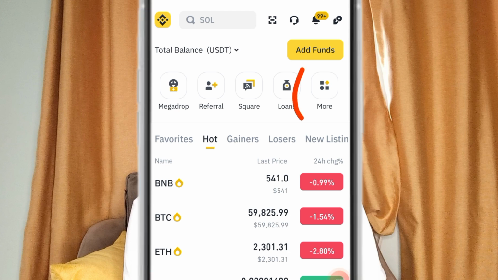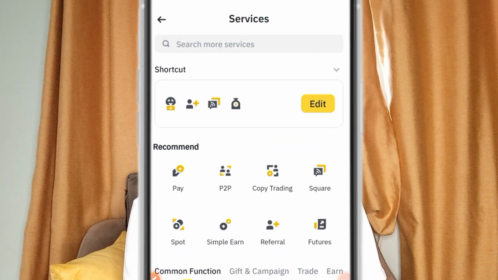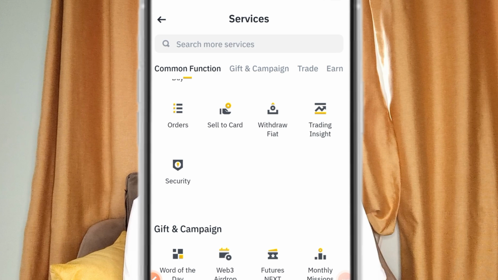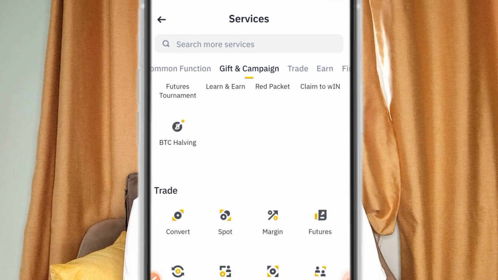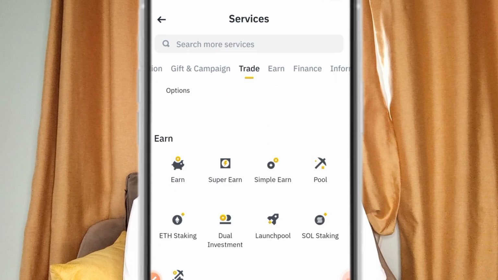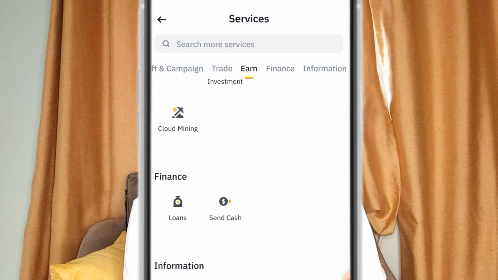Then you come to your home page on Binance like this. You're going to click on More over here, and when you click on More, it is going to open an interface just like this. Now when you go to this interface, I want you to swipe down over here, and then you are going to look for something like Finance. Now when you reach Finance, go and pick Loans. This is in case you want to get loans.